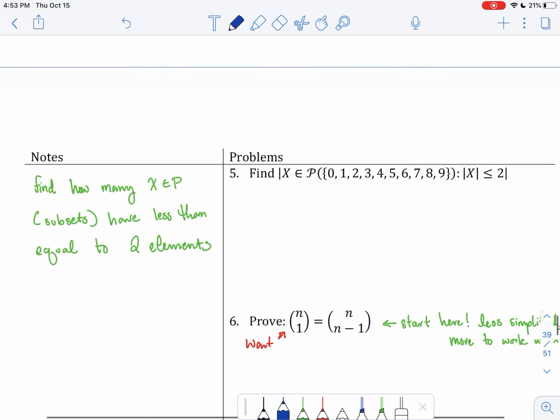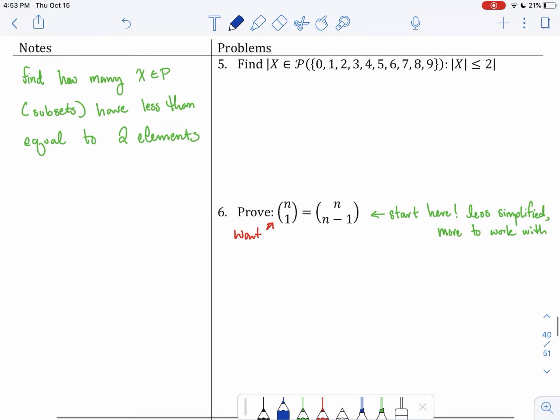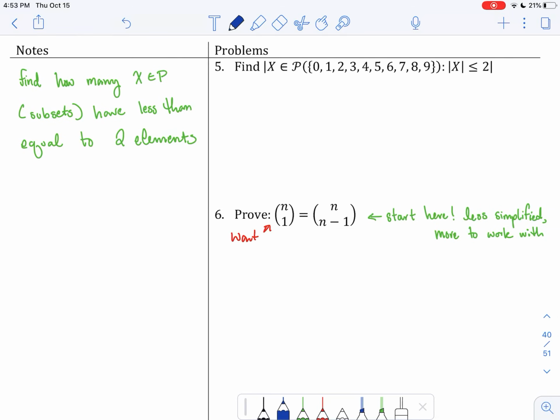I also want to make sure that we are practicing with these higher level of thinking problems. So for this case, it says find the cardinality of x is an element of the power set of the digits where x is less than or equal to 2. This is a very complicated looking statement. So the first thing that we'll do is translate it. Find how many x out of p. Remember, this power set is the number of subsets, so it's asking find how many subsets of the digits have less than or equal to 2 elements.